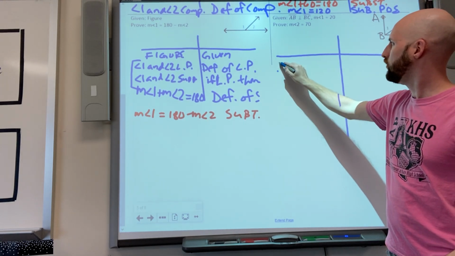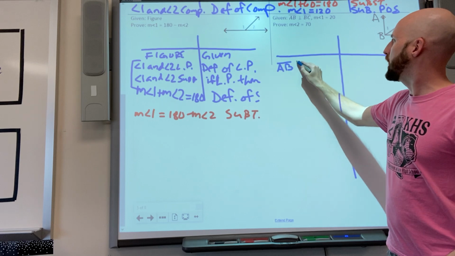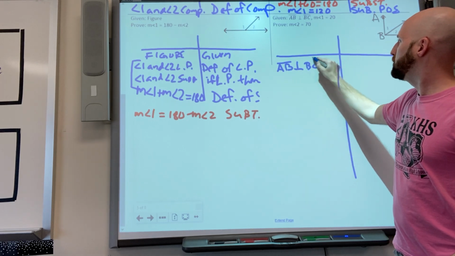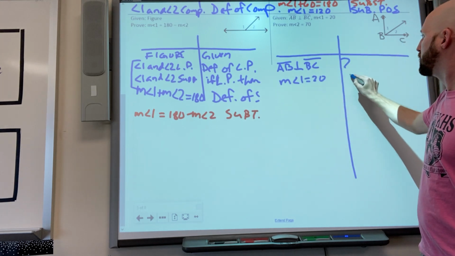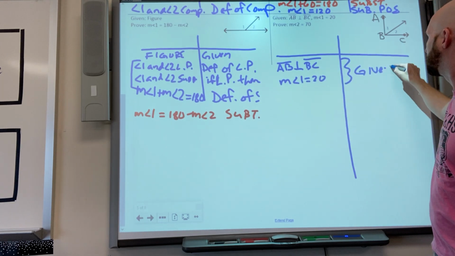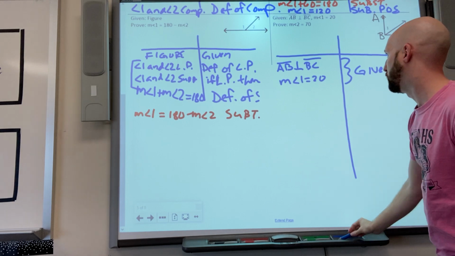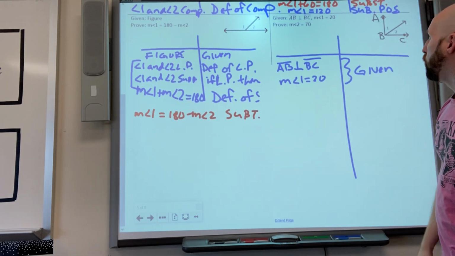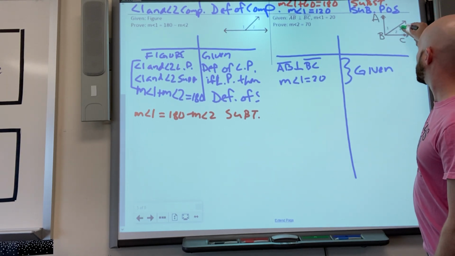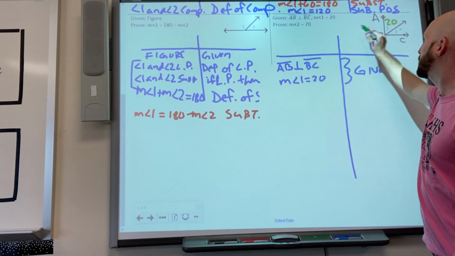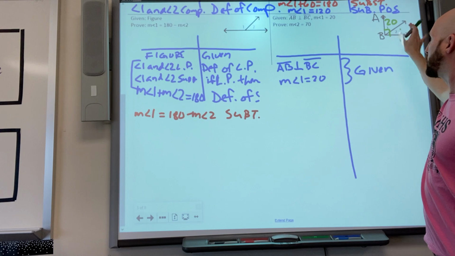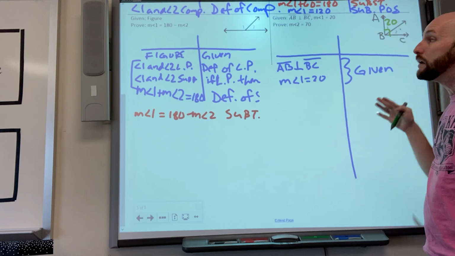Okay, so it tells me that AB is perpendicular to BC, and I also know that measure of angle 1 equals 20. These are both my givens. If you can fit them on one line, cool. The goal is to prove that measure of angle 2 is 70 if I know this one's 20. And if they're perpendicular, that means I have right angles that are 90 degrees, then I can subtract them, like all that fun stuff.